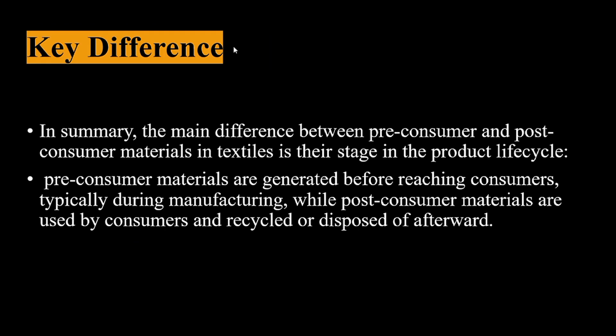Key difference, we can say in summary, the main difference between pre-consumer and post-consumer materials in textiles is their stage in the product life cycle. This is the main difference between both wastes. Pre-consumer materials are generated before reaching the consumer, typically during the manufacturing process, while post-consumer materials are used by consumers and recycled or disposed of afterward. This is the explanation for pre-consumer and post-consumer.